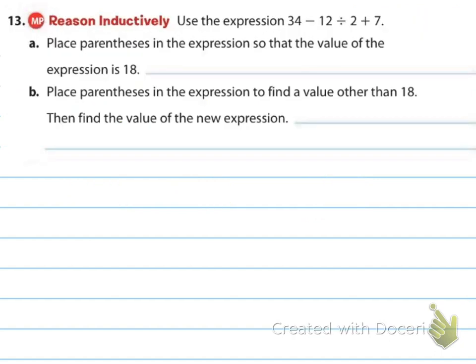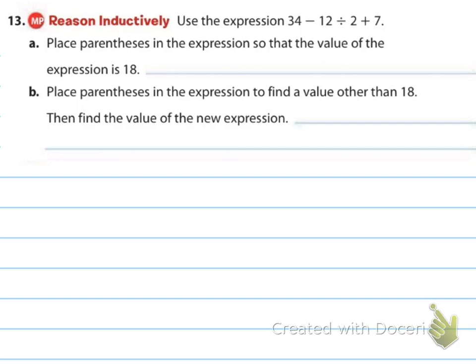Number 13 says use the expression 34 minus 12 divided by 2 plus 7. Place parentheses in the expression so that the value of the expression is 18. I love questions like this because it's really kind of like a riddle almost, where you have to experiment a little bit and figure it out. So we're going to figure out how to place the parentheses to make it a value of 18, and then B, we're going to place the parentheses in the expression to find a value that's other than 18. Okay?